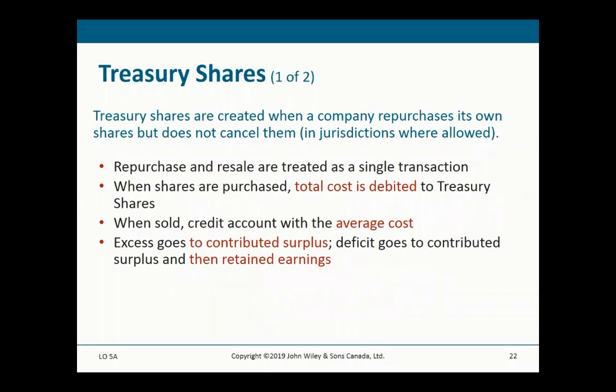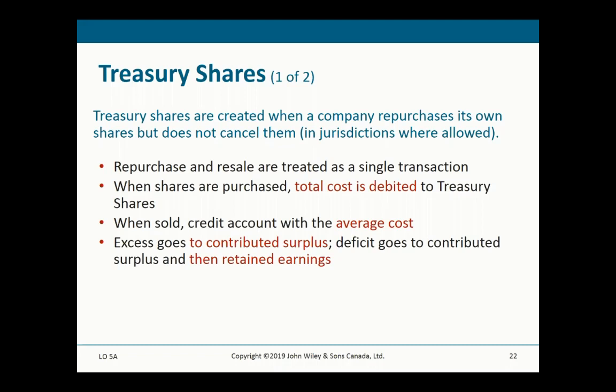As mentioned previously, treasury shares are created when a company repurchases its own shares but does not cancel them. This is only allowed under certain provincial jurisdictions, and you see it in the United States. Because the shares aren't canceled, they're still issued, they're just not outstanding. They're held in the company's treasury, waiting to be resold, and that's how they get the name treasury shares.